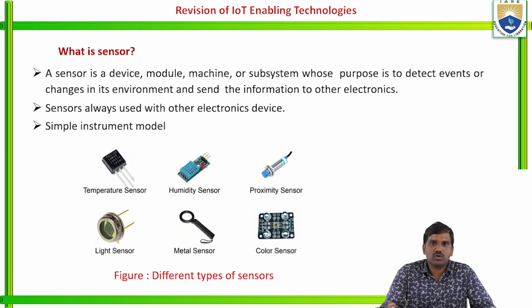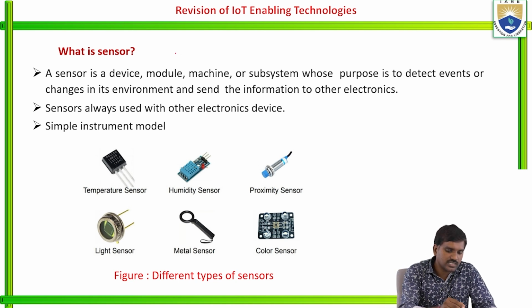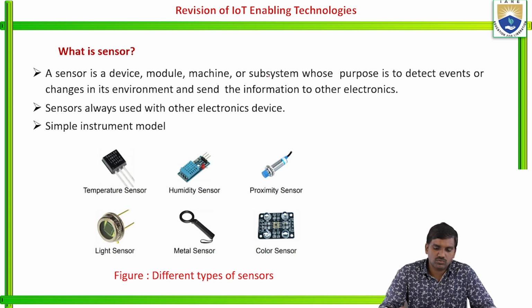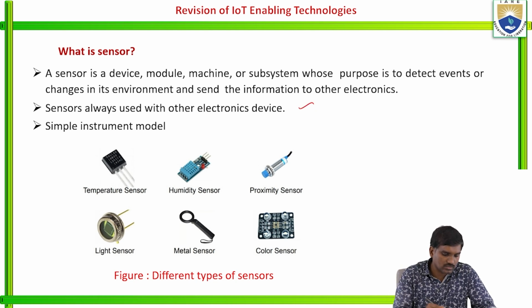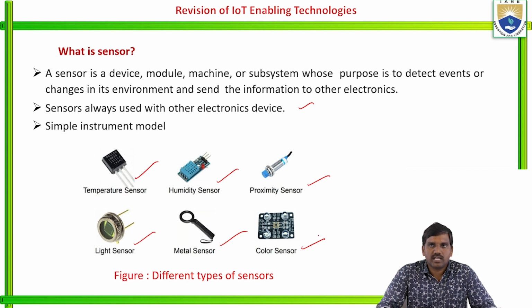Before entering wireless sensor network, first, what is a sensor, what is the meaning and specification of a wireless sensor network. A sensor is a device, module, machine, or subsystem whose purpose is to detect events or changes in the environment and send the information to other electronics. That is the main purpose. A sensor is always used with other electronic devices. Simple examples are the temperature sensor, humidity sensor, proximity sensor, light sensor, metal sensor, and color sensor.